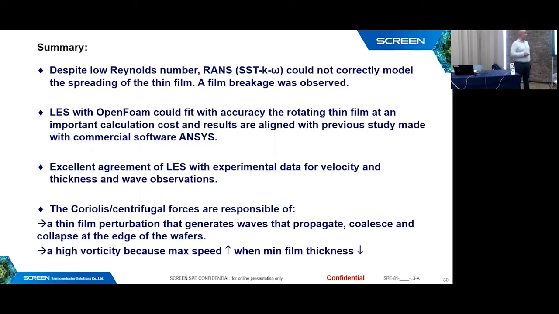The main conclusion, in terms of physics, is that the Coriolis and centrifugal forces are responsible for the thin film perturbation that creates these waves at the interface. The waves propagate, then you have a capillary coalescence of the waves, and then they collapse at the edge of the wafer. And you have high vorticity because you reach a maximum speed at the edge, where the thickness of the flow is lower.